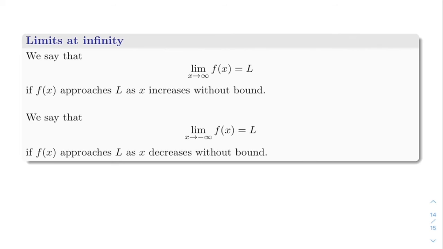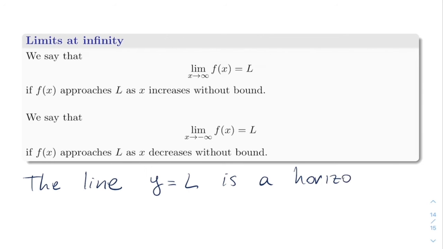Finally, the last thing to mention about limits at infinity is that whenever either the limit at infinity exists and is equal to L, or the limit at negative infinity exists and is equal to L, we will say that the line y equals L is a horizontal asymptote for the graph.